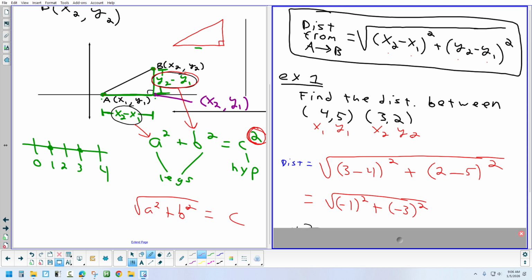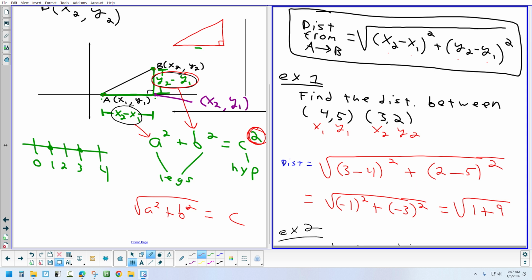And this is why we could have labeled this x1 or x2, and it wouldn't have mattered, because we're going to square each of these numbers. So if you do end up with a negative, because of the order you chose, the negative is going to go away. That's why it doesn't matter. Okay. And when you square -1, you get how much? 1.